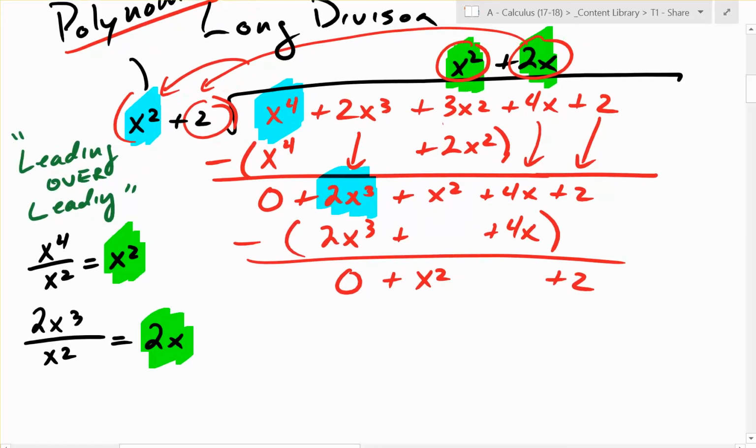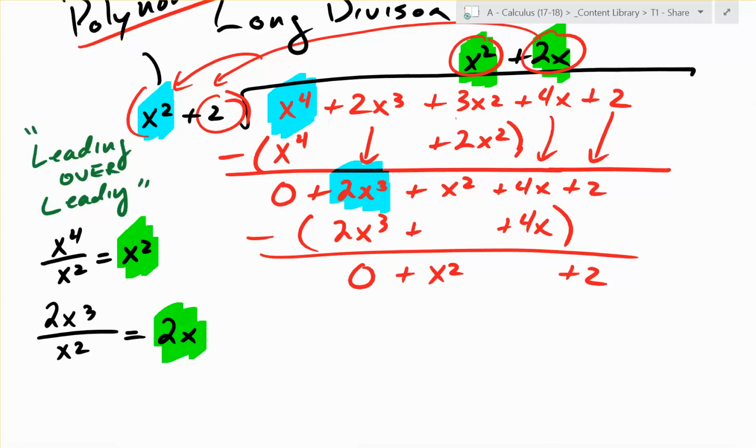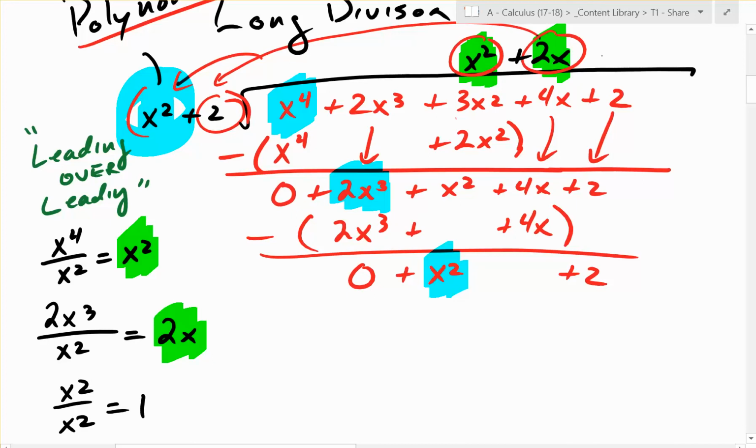Same thing one more time. Leading term is now x squared, still x squared there, so it's going to be x squared over x squared, which is 1.